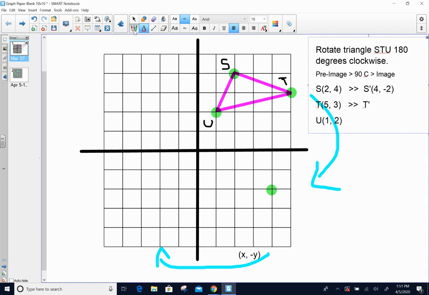Actually, before I do this, I want to go ahead and label this. This was S. Before I do my next one, I want to make sure I label this as S prime. Now I'll go ahead and do the same thing for T.